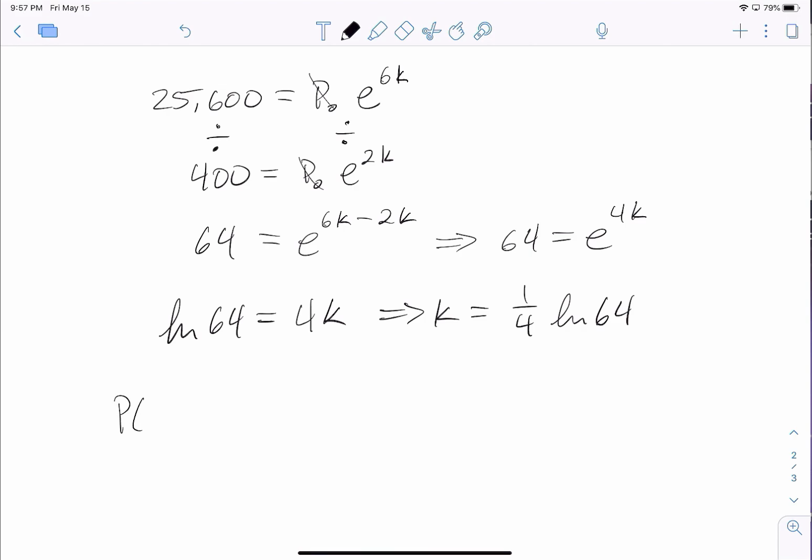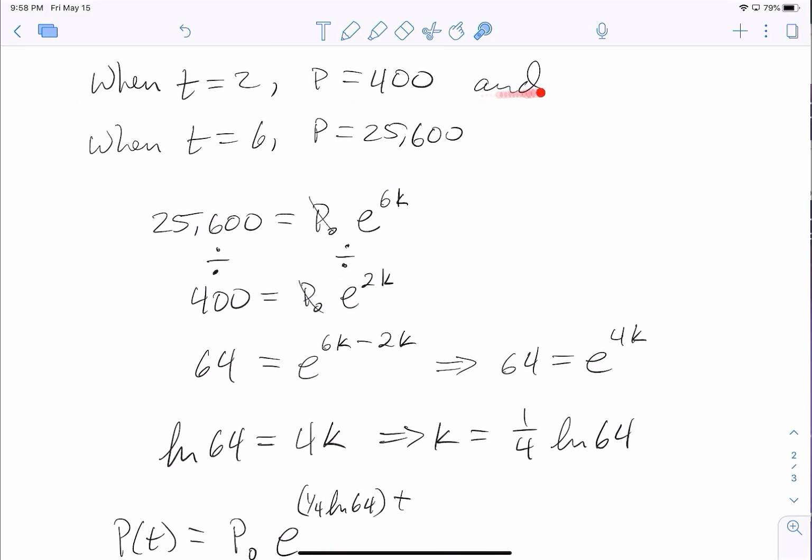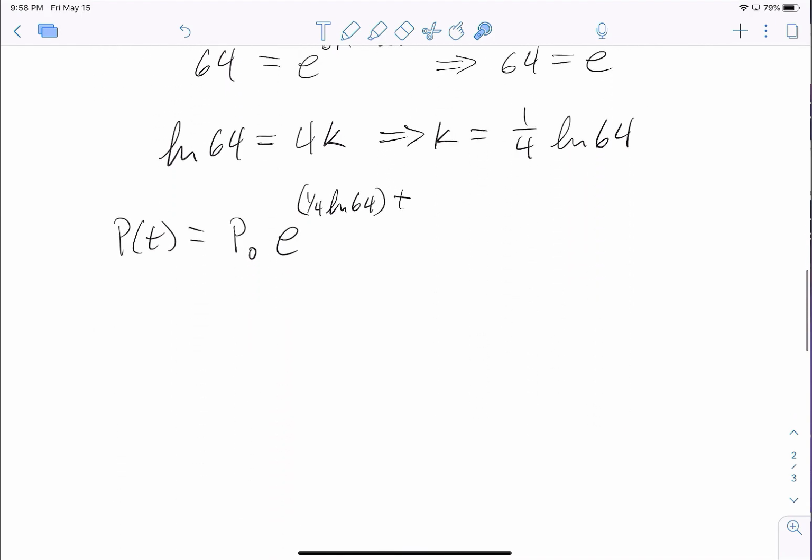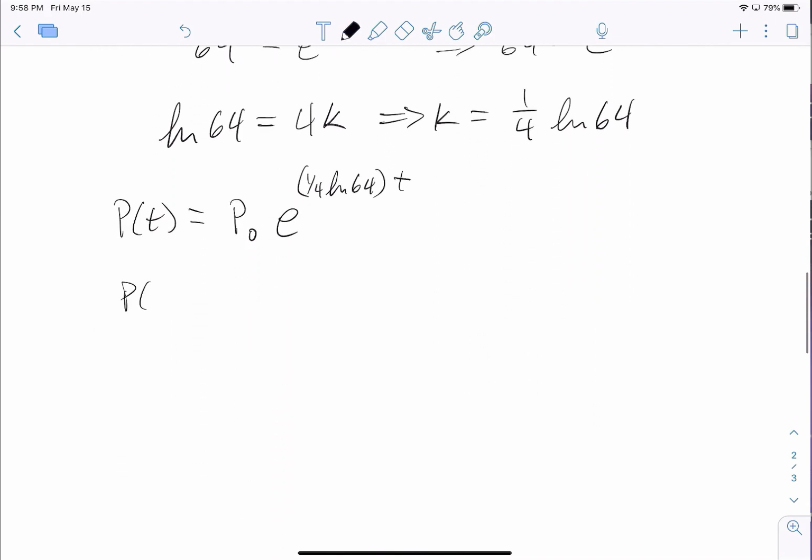We can flesh out just a little bit more our equation, though. We can say that p of t is now equal to p sub 0 times e to the 1/4 natural log of 64 t. I know, it's a little cumbersome, and there's another way to do it, but we'll look at that in just a minute. Looking back at the initial information that we were given, we were told when t is 2, p is 400. Therefore, we can say that p of 2 is equal to 400, and that's p sub 0 e to the 1/4 natural log of 64 times 2.